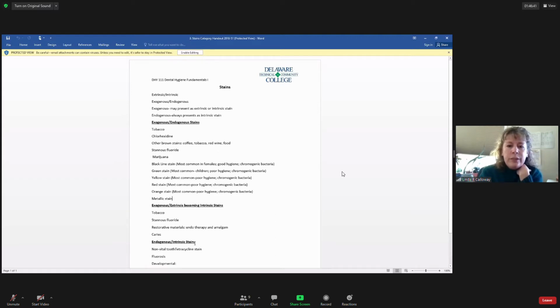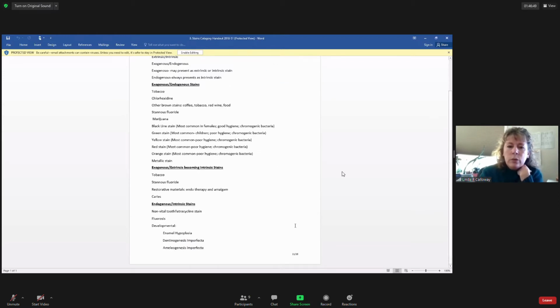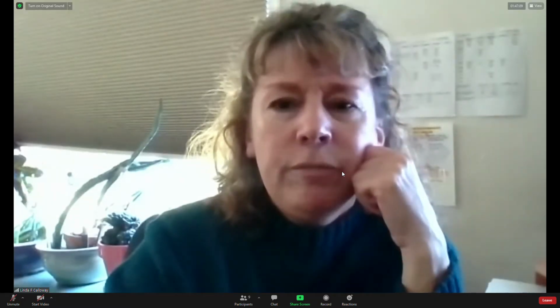And endogenous are always intrinsic, and then there's a list here. So when you're studying for the quiz, you need to refer to this and be sure you're clear what each of those 4 terms mean. Exogenous, endogenous, extrinsic, intrinsic. All right. So this is just kind of a summary review.